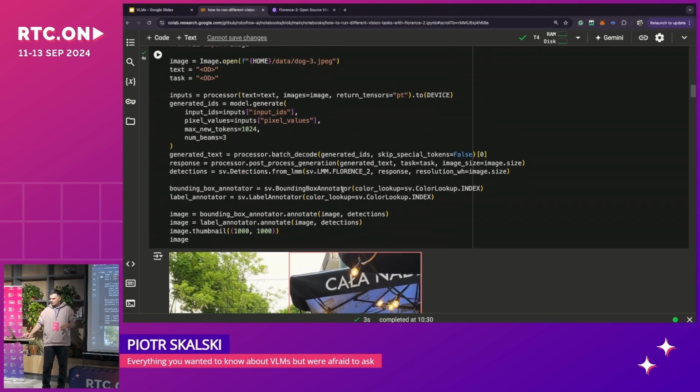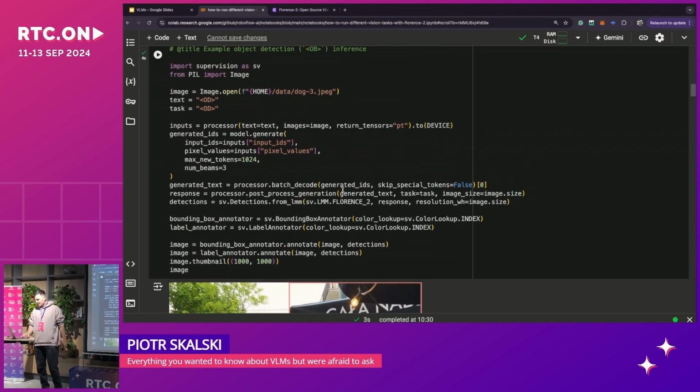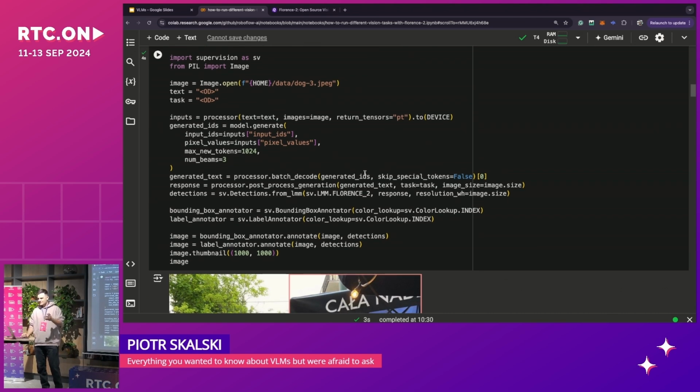So this one is Florence II. To be honest, that's my favorite one. This is the smallest one. Florence II supports, out of the box, something like 14 different tasks. I will show you some of those tasks. And that's all the same model. I don't reload new models, I don't do anything crazy over here. I just use a different format of a prompt.